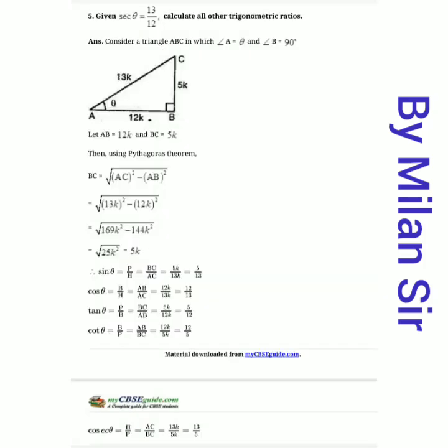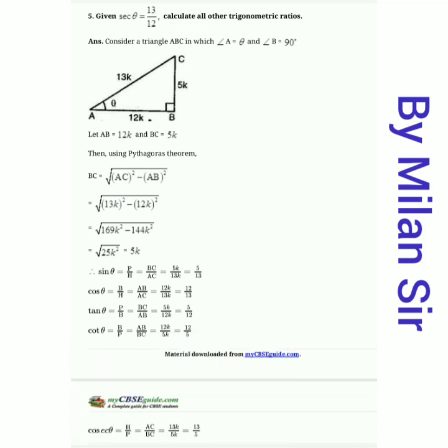Okay. Question number 5. Given sec theta is equal to 13 by 12, calculate all other trigonometric ratios. One value is given, we need to find the other trigonometric ratios, that means sine theta, cos theta, tan theta, cosec theta, cot theta. Okay, so here our second method is somewhat difficult. So we are going with only our first way, that is the triangle method.